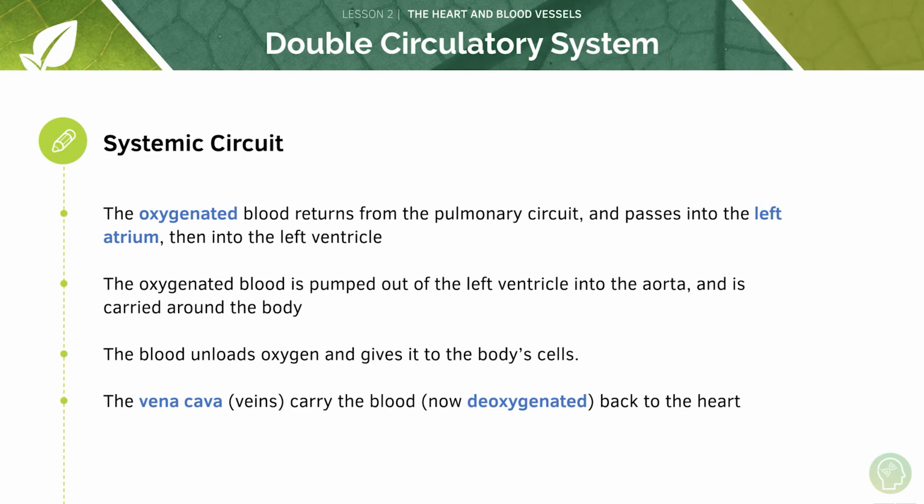So can you see how there are two different circuits here? The pulmonary circuit and the systemic circuit. Because of this, it's a double circulatory system, because for each circuit of the heart, the blood is going to have to pass through the heart twice, once to get to the pulmonary side of everything happening and once to get to the systemic side.